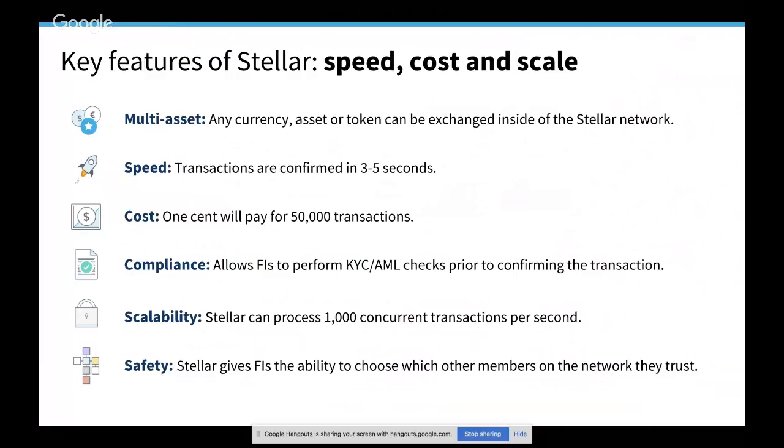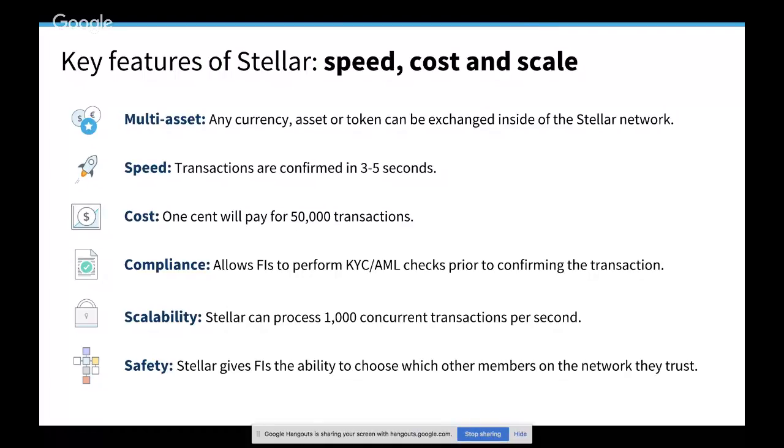For comparison, the interbank settlement network SWIFT usually does at maximum around 400 to 500 transactions per second, while people like Visa and MasterCard are doing about 10,000 transactions per second. So we can beat the bank settlement network, but we still have some room to grow until we have the same processing power of someone like Visa or MasterCard.